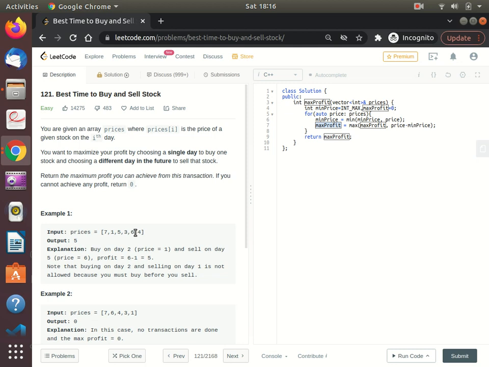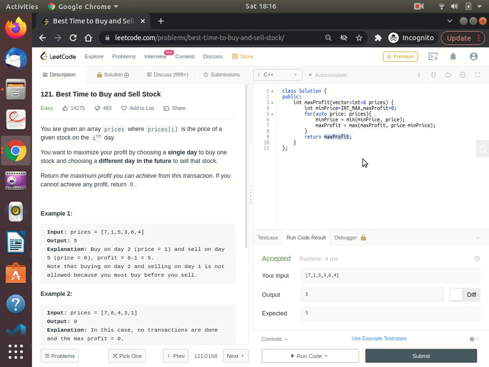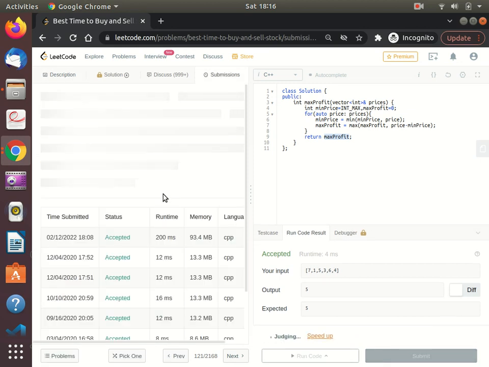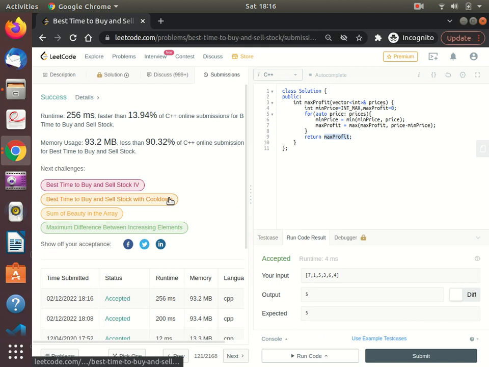When we go to the number 6, the min price will still remain 1, but the maximum profit up till that point of time will be 6 minus 1, which is 5, which will be our max profit. And again at 4, there will be no update on min price or max profit. And our output is the max profit, which is 5. I think this code should work. Let me just run it. Yes. I've run it a few times to produce a shorter code before this, and it beats 90.32% of all the C++ online submissions.